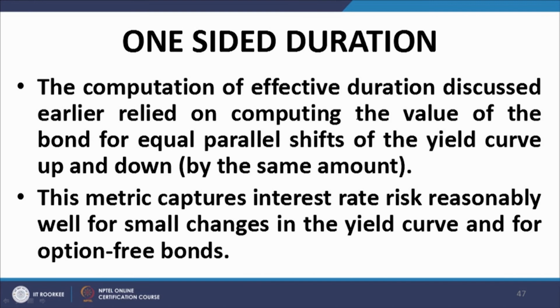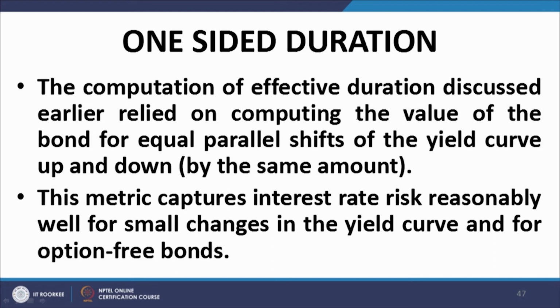Right. So, let me read it out for you. The computation of effective duration discussed earlier relied on the computation of the value of the bond for equal parallel shifts of the yield curve up and down. This metric captures interest rate risk reasonably well for small changes in the yield curve and for option free bonds.